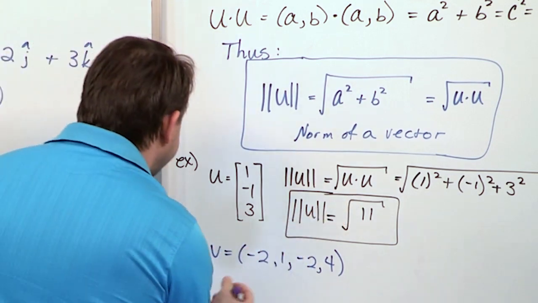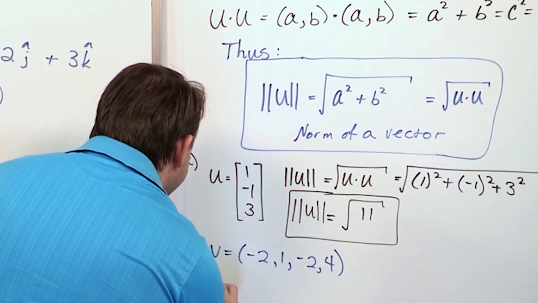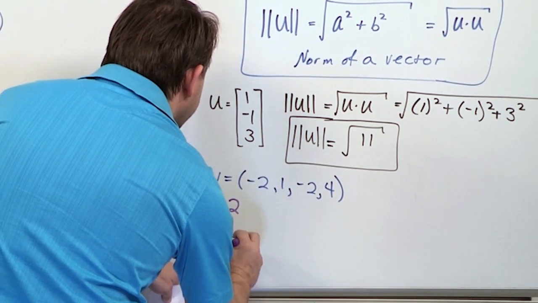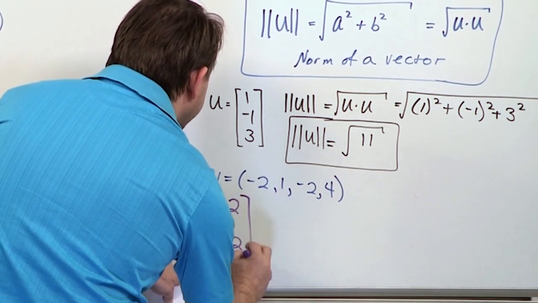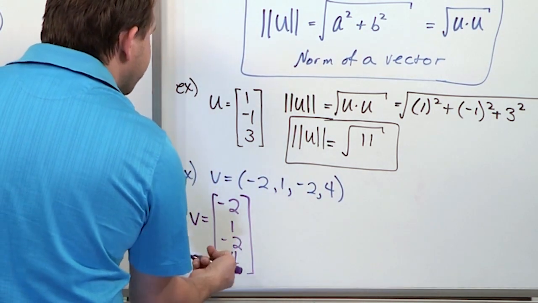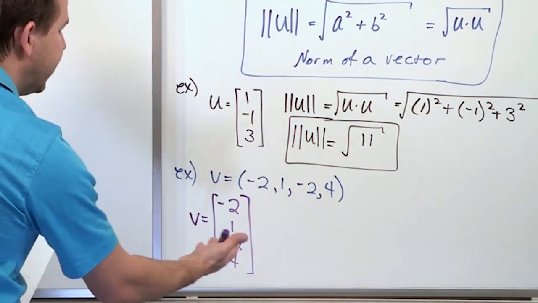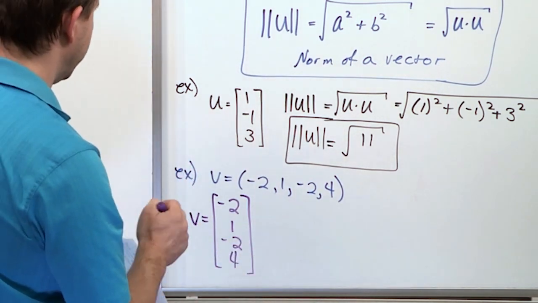we could just proceed straight to the answer, but I'll remind you that if you were going to write that vector as a column matrix, it would just be negative 2, 1, negative 2, 4. So this could be x, y, z, and some other dimension, maybe temperature, maybe time, something else, some other number that needs to be represented there in the space that I'm working with.